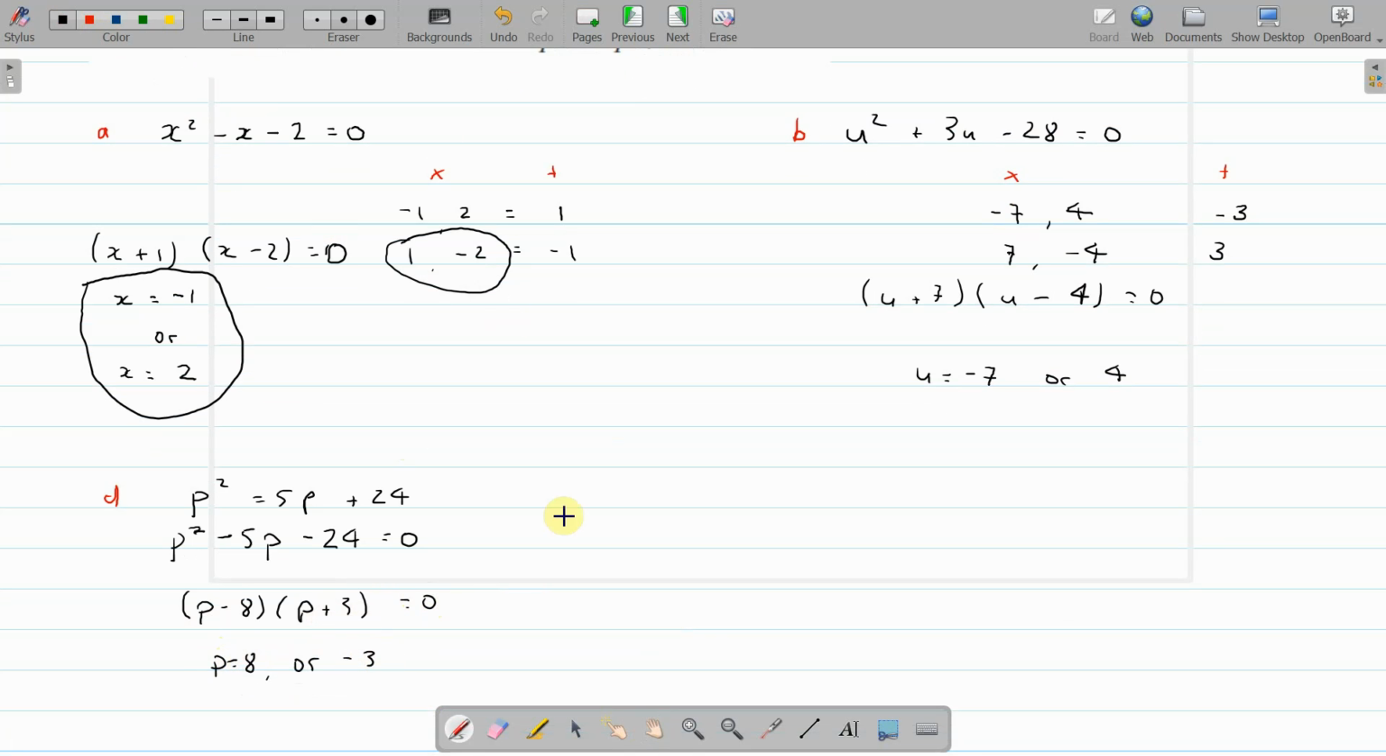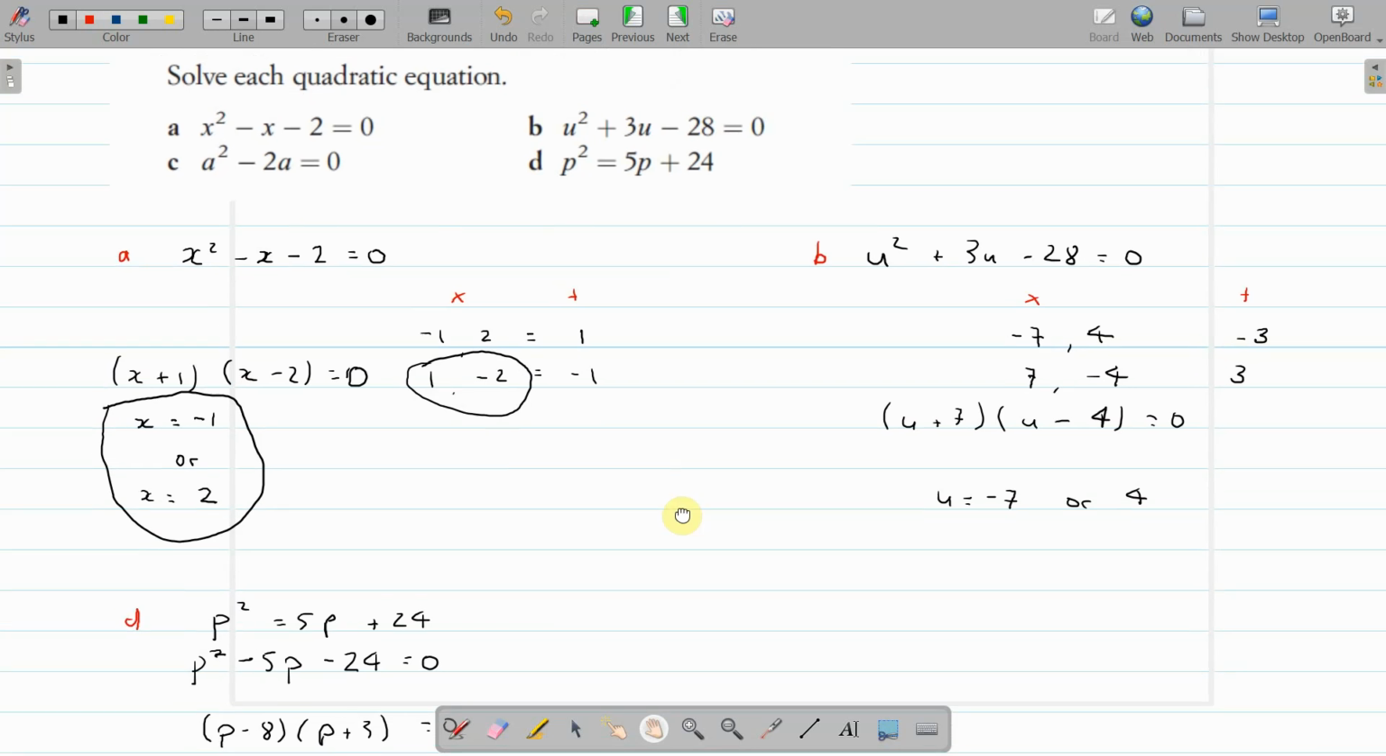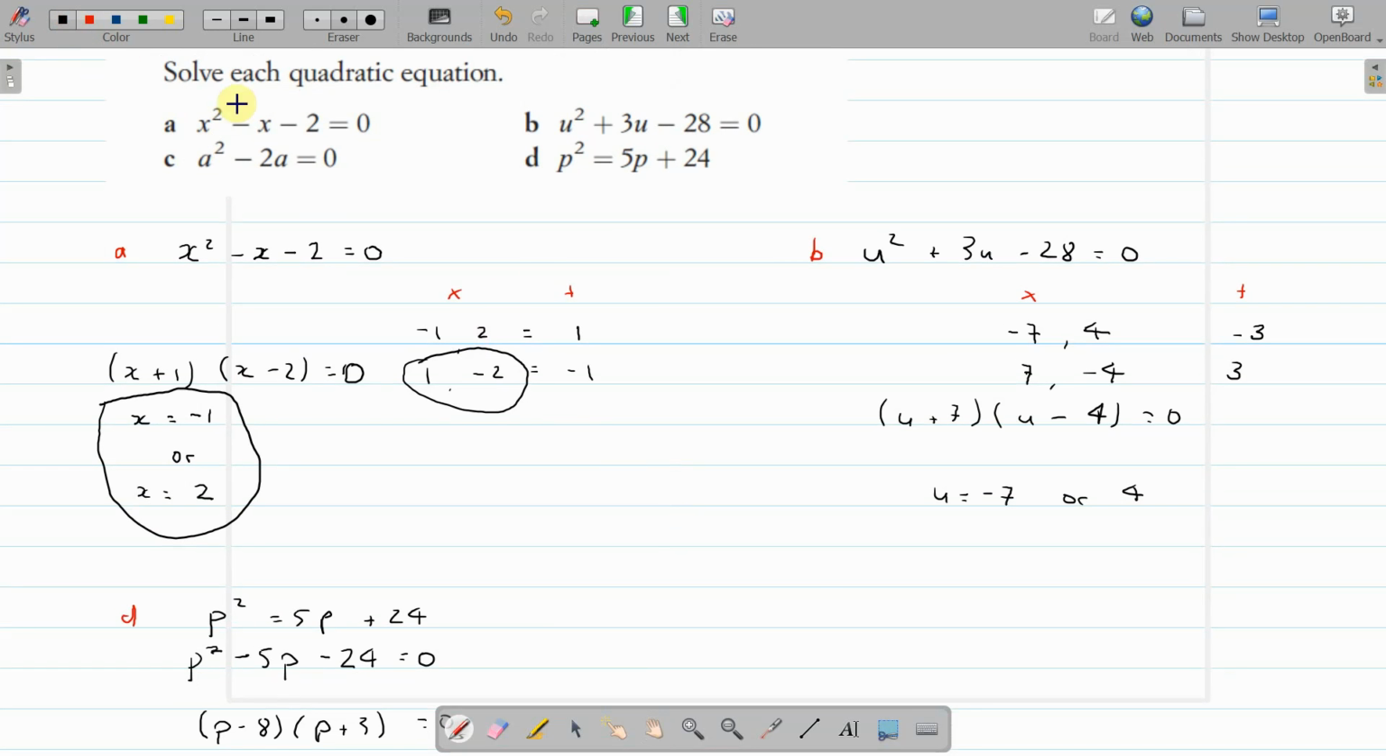Okay, very good. Now, the last one is a special case. Part C. Oh, that's why I did it last. A squared minus 2a equals 0. We don't have the third term. We've got a squared, a normal, and we've got equal 0. So this one's a bit different.